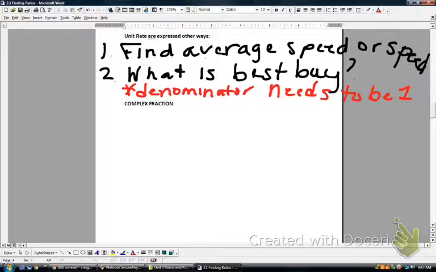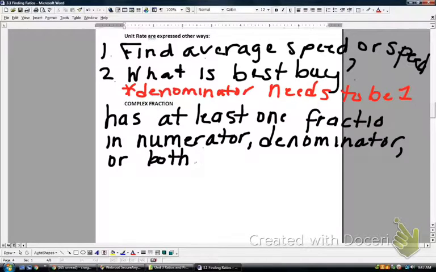All right, a complex fraction has at least one fraction in the numerator, denominator, or both. So I'm going to go ahead and write the definition. So there's the definition. You have worked with complex fractions before. Now that we're using calculators, it makes it a little bit easier to simplify. But here are some examples of what complex fractions look like. So you might have 1/2 divided by 3. So my numerator has a fraction, and then my denominator is just a whole number. Or it might look like this.